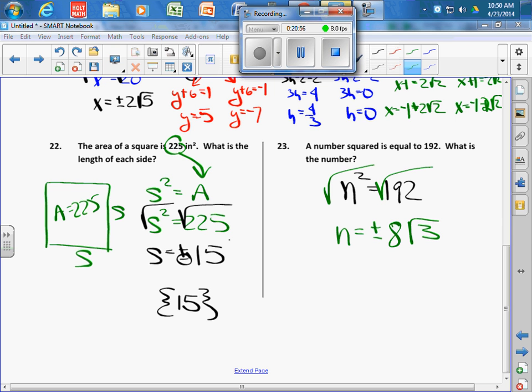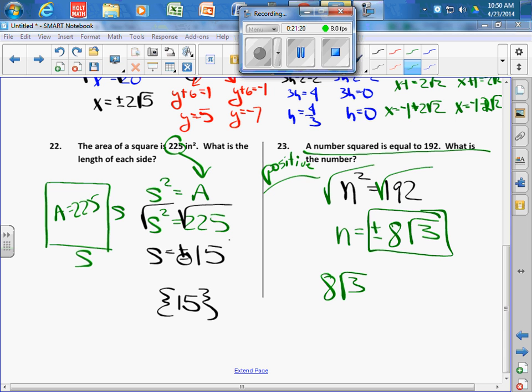And be ready on any kind of standardized test. This question may say a number squared is equal to 192. What is the positive value of the number? So be ready for that. And if it does say the positive value, then of course you'd have to say 8 radical 3. But note that there are two answers here, and that very well could be a question you see on a standardized test. So be ready for that.